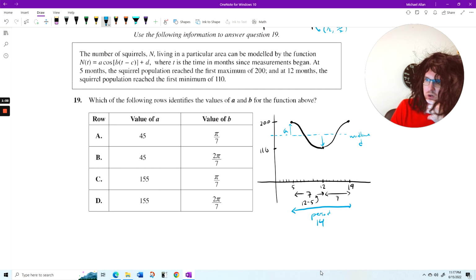So the total distance here is 90. 90 divided by 2 is 45. Remember, you can always do the max plus the min divided by 2, and the max minus the min divided by 2.